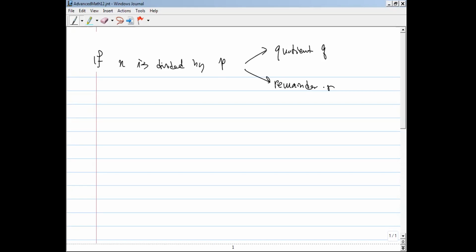So let's write down the relationship among those four numbers, n, p, q, r. When n is divided by p, you get a quotient. But how do you express the remainder? You cannot just add r to the quotient. This still will be r divided by p. So that's the first relationship.